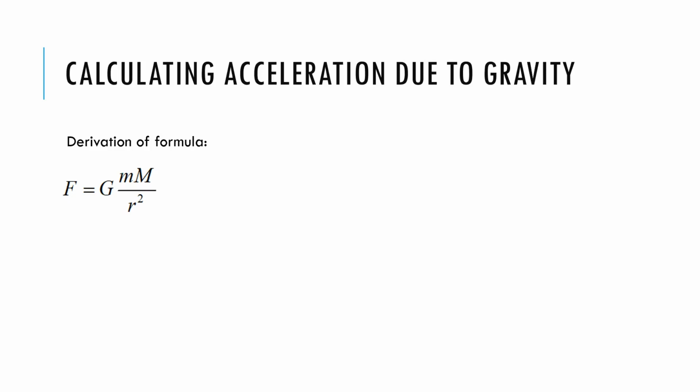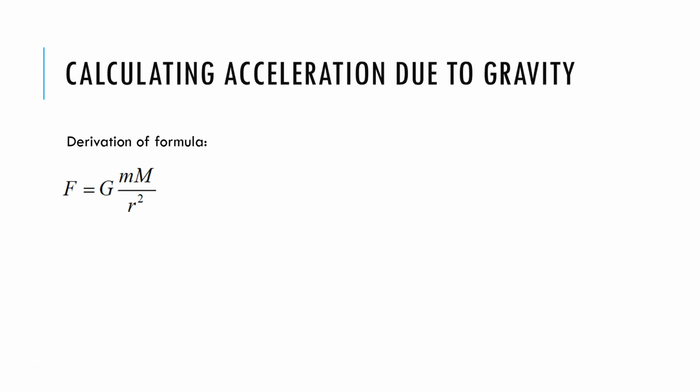Now, we know that on Earth, acceleration due to gravity is 9.8 meters per second squared, but we've never shown why. Now we have the apparatus to be able to do it, because we know how to calculate the force of gravity between 2 objects. And we can modify this formula to find acceleration due to gravity, little g, right? So it just works like this.